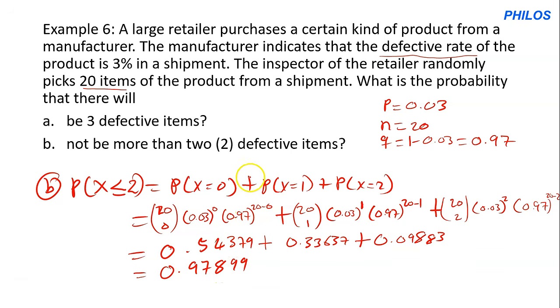Now, in case the question asks you to find the mean, variance, and standard deviation, the mean is going to be n times p, that is 20 times 0.03, and that will give you 0.6. Okay, for the variance, it should be n, which is 20, times p, which is 0.03, times q, which is 0.97, and that will give you 0.582. And then to find the standard deviation should be square root of the variance, and square root of 0.582 should give you 0.763. So let's proceed to the next question.